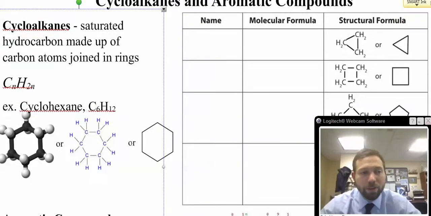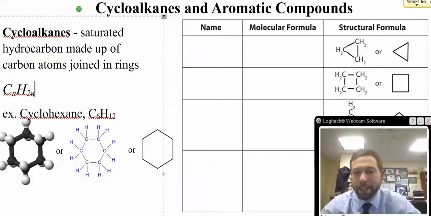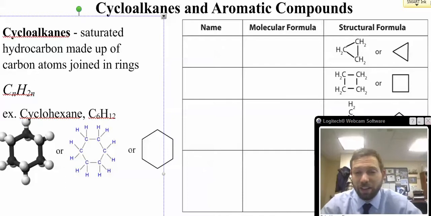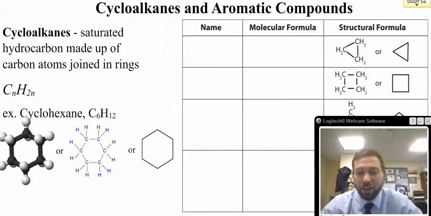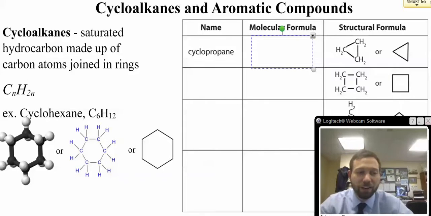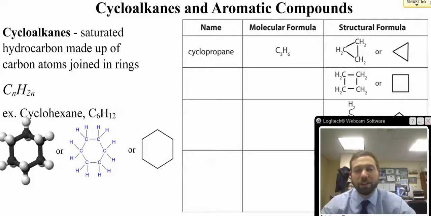Some names of some common cycloalkanes. The first one has 3 carbons in its structure, and it's called cyclopropane. It's propane, but it's cyclo, it's a ring. The molecular formula would be, can you guess before I show you? Propane has 3 carbons, and cycloalkanes have a CnH2n formula, so it would be C3H6.